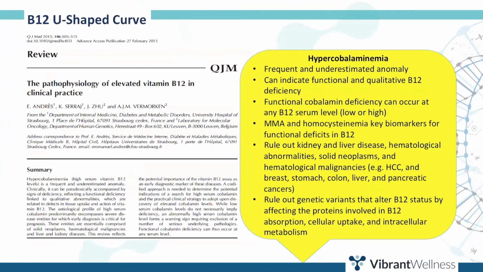A high B12 can indicate a functional deficiency or a qualitative B12 deficiency. Of course, we always want to recommend MMA. And I have a nice paper on MMA gene polymorphisms along with B12 gene polymorphisms. For high levels of B12, you want to rule out kidney and liver disease, any hematological abnormalities, and, more concerningly, solid neoplasms and hematological malignancies.